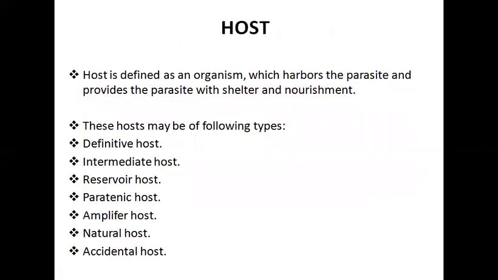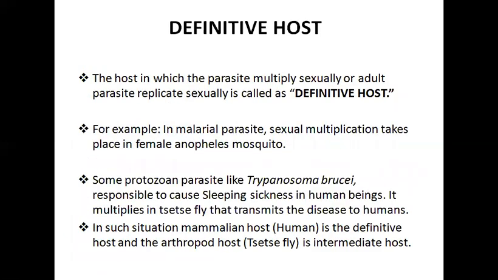Coming to host. Host is defined as an organism which harbors the parasite and provides the parasite with shelter and nourishment. There are different types of hosts. For example, the definitive host. This is the host in which the parasite multiplies sexually, or the adult parasite replicates sexually. For example, in malarial parasite, sexual multiplication takes place in the female Anopheles mosquito. So the female Anopheles mosquito is the definitive host of this parasite.